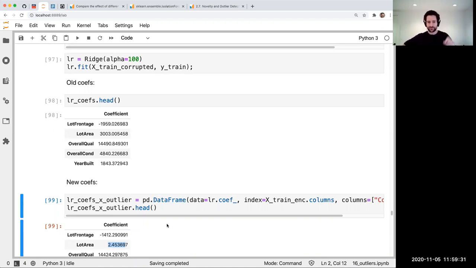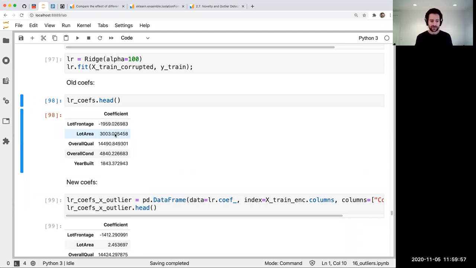Just having that one mistake in lot area of having such a big lot basically forced our linear regression to almost ignore lot area. And it's not going to be as good of a model anymore because lot area is actually presumably useful for making predictions, but it has to do a small coefficient just to accommodate that one training example.